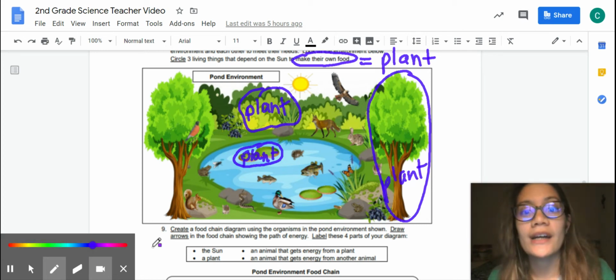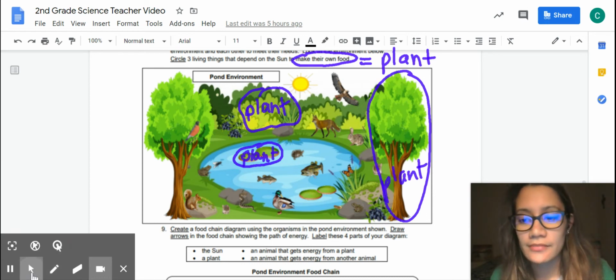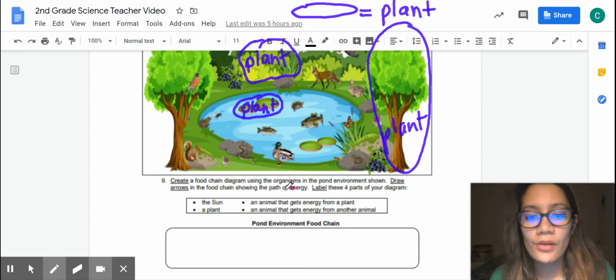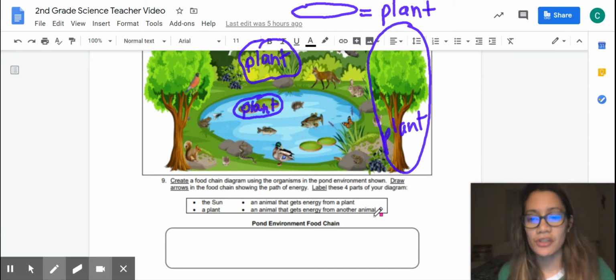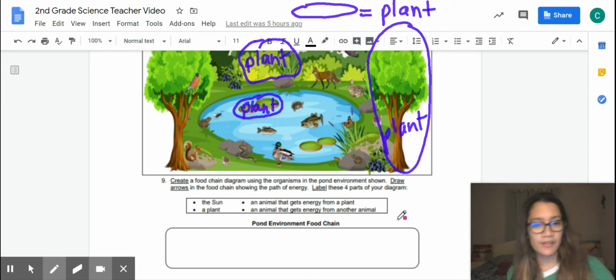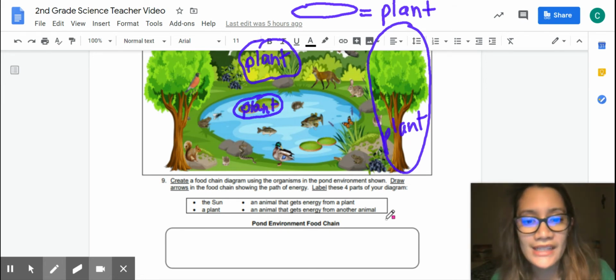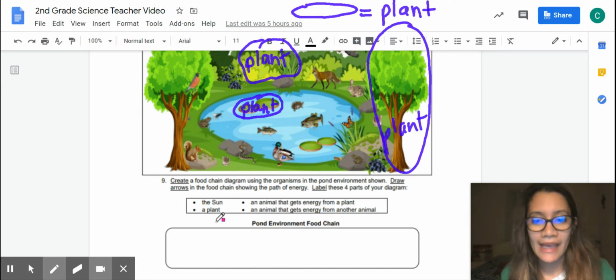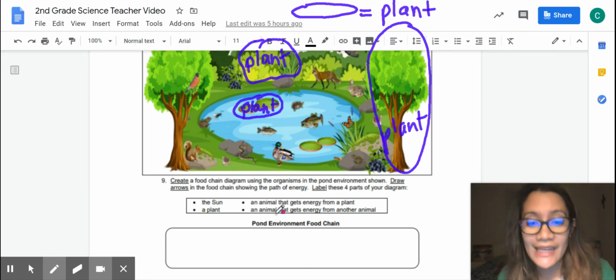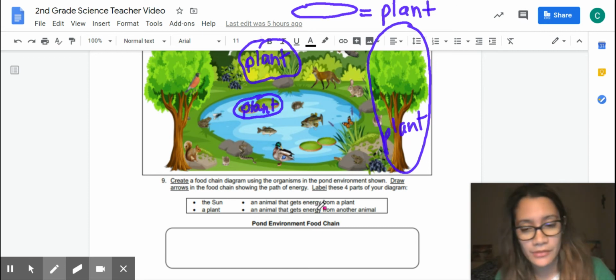So now we're going to go on to our next labeling section. Okay, create a food chain diagram using the organisms in the pond environment shown. Draw arrows in the food chain showing the path of energy. Label these 4 parts of your diagram. So I need to draw a food chain diagram that has the sun, a plant, an animal that gets energy from a plant, and then an animal that gets its energy from another animal.